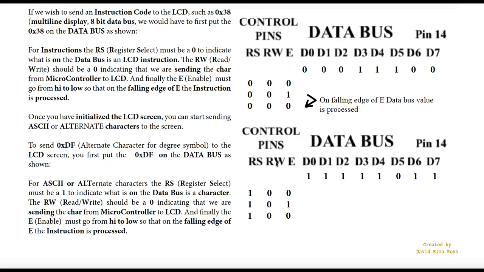Again, we're still storing this DF from the CPU, the accumulator, to the LCD. So this is still going to be 0, saying we're storing. And again, what we have to do is set the enable high, and then on the falling edge of this, it's going to actually display the degree symbol on the LCD.